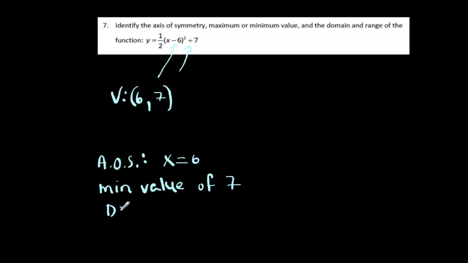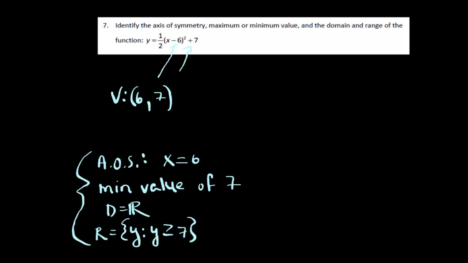The domain is all reals, and the range is going to be the set of all y's such that y is greater than or equal to 7, because it opens up. If it opens up, y is greater than or equal to the y value of the vertex. And all of this is your answer.